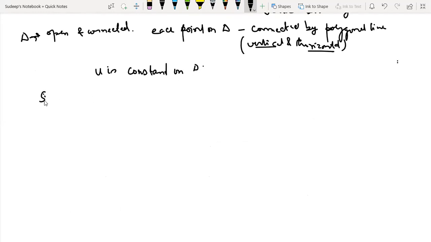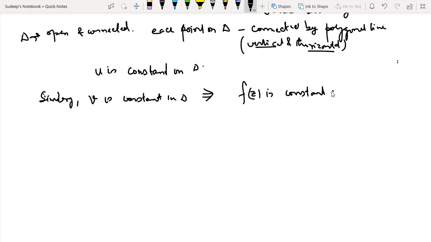Similarly, I can construct the same thing for V. And if U and V are both constants in D, it implies what? It implies that f(z) is constant throughout D. So this is how we do the proof.